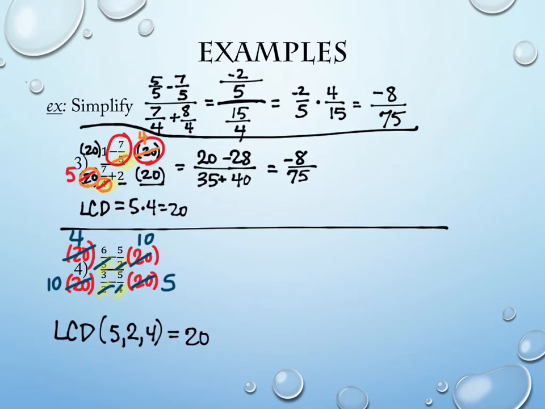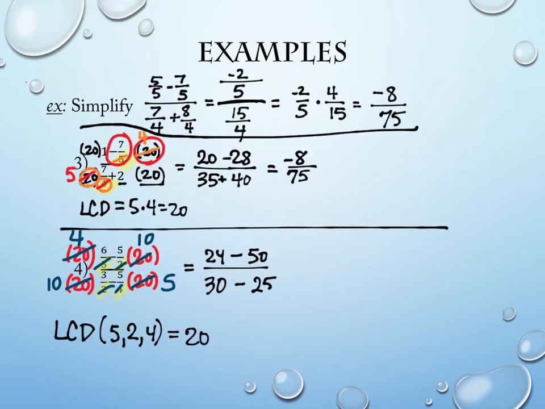So now I'm going to multiply. Let's see if I can keep track of all my numbers. 4 times 6 would be 24. It's subtraction. 5 times 10 is 50. In the denominator, 10 times 3 is 30. Subtraction again, and 5 times 5 is 25. Okay, I think I caught them all that time.